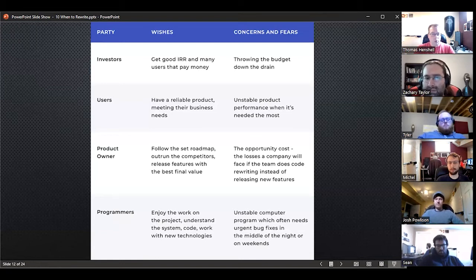Okay, programmers, what's their wish? To enjoy the work on the project, understand the system, code, and work with new technologies. So I hope that you're enjoying your work on the project. I know there's definitely times when you aren't, because I heard about those times. And I'm sure there's times that you aren't, and you didn't tell me that you aren't. So I don't know how much of a tip of the iceberg I'm actually witnessing, but there's definitely times when you're not enjoying it.